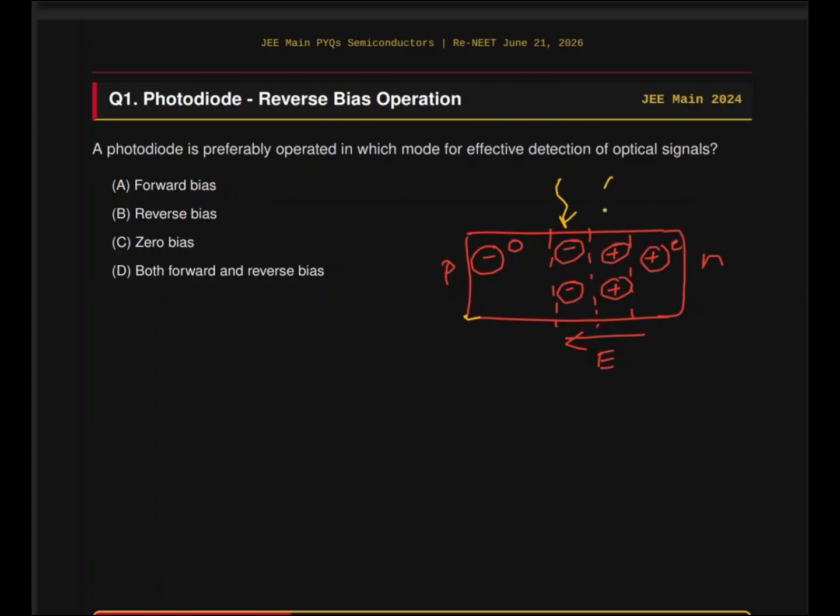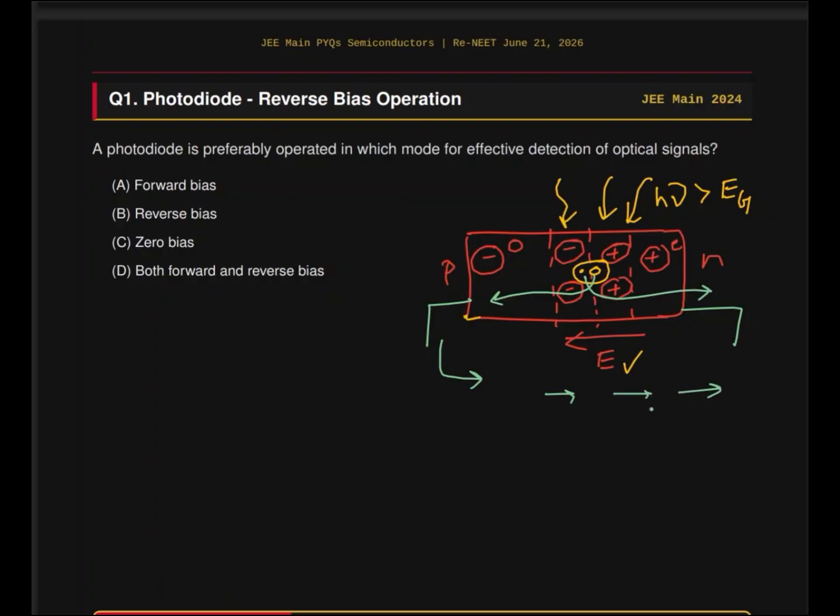When we have light falling on it, h nu, which will be greater than the band gap, then we will have electron-hole pair generation here. And due to this electric field, the electrons will be going in this direction and holes in this direction. So we will have the current flowing from P to N. So this diode will be reverse biased.